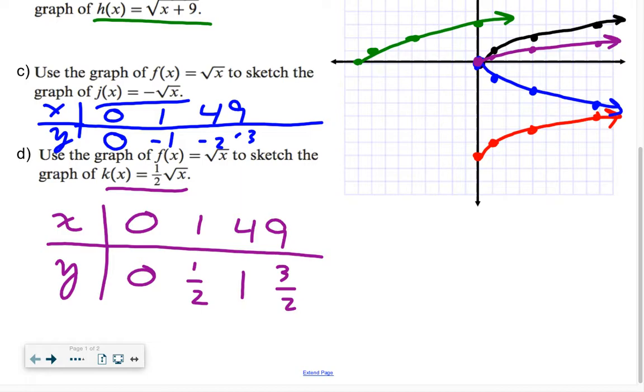If it was a positive value, or if it was 4, it would times it by 4 and make it that much bigger. So those are the different transformations we can do. We can do horizontal, we can do vertical, we can do a stretch or compression, we can also reflect this thing.